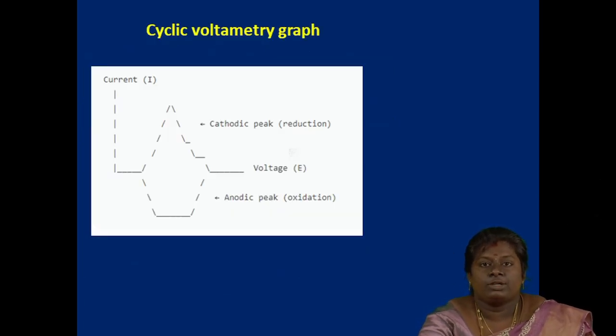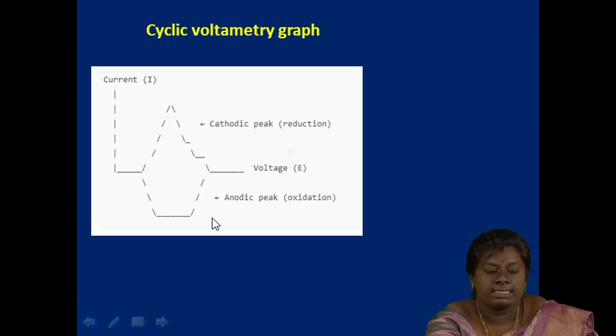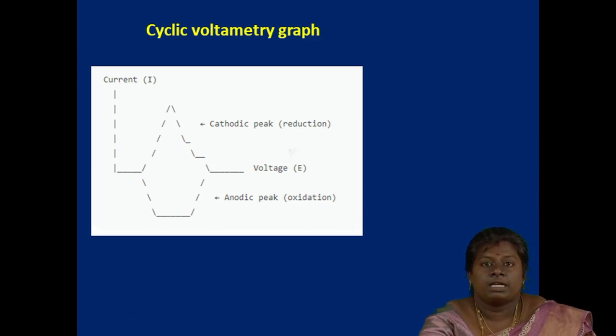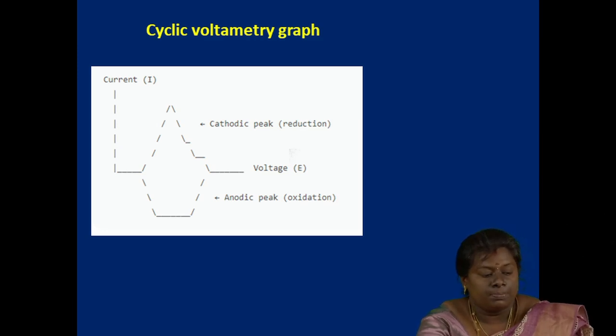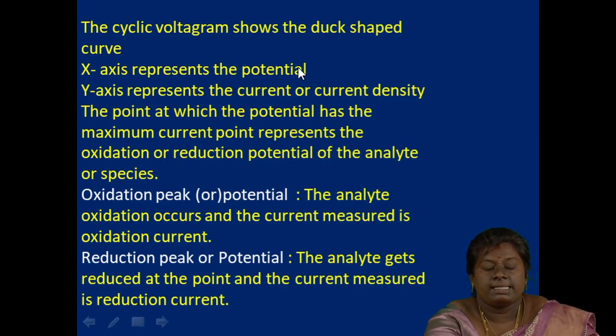So this is the cyclic voltammetric graph. It will be obtained with the x-axis representing the potential and the y-axis representing the current. So this is the duck-shaped curve. When we are applying the potential, the current increases. The x-axis here represents the potential and the y-axis represents the current or current density. If it is the current density, it means the current is divided by the surface area of the electrode.